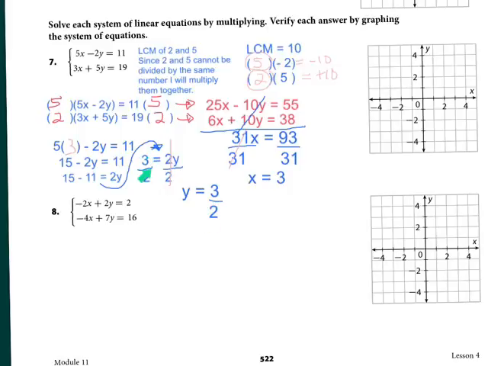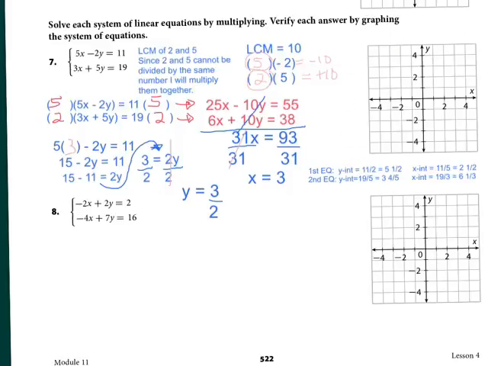Just like here, 3 over 2. Now, I know the y ended up on the right side, but that's okay. It doesn't matter. 3 over 2 is equal to y, same as y equals 3 over 2. They're exactly the same thing. So now we need to graph, so we need to finish this problem and we need to graph it.